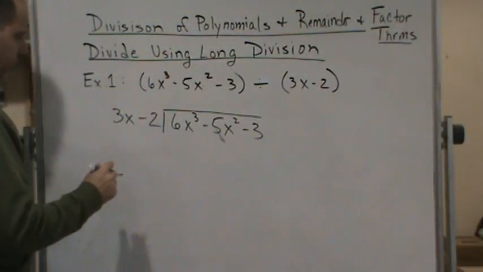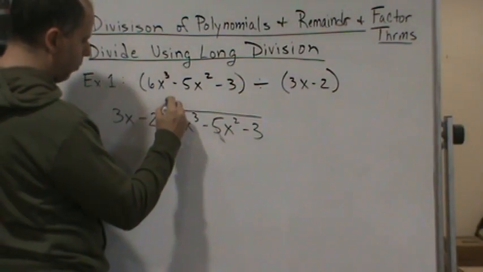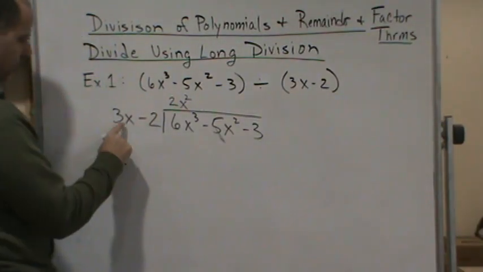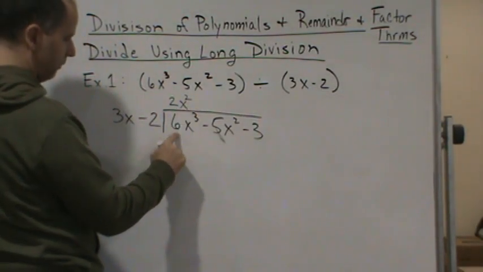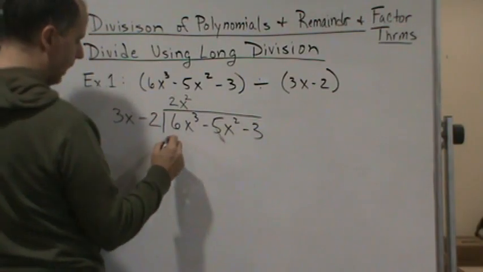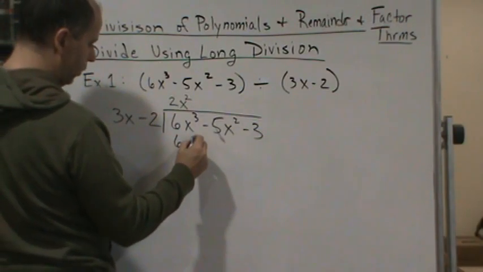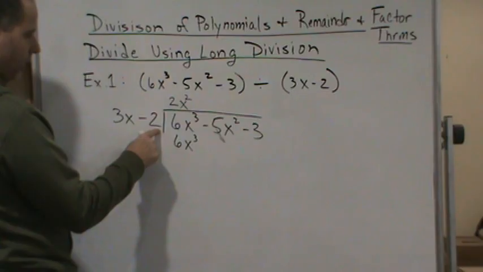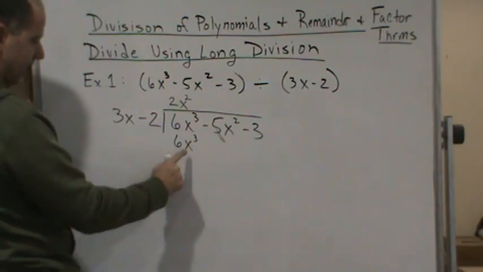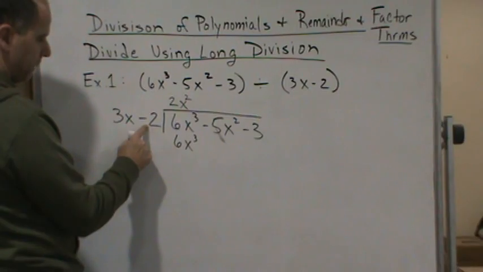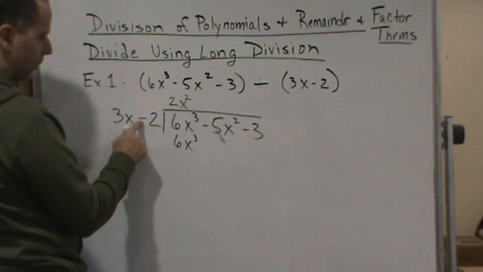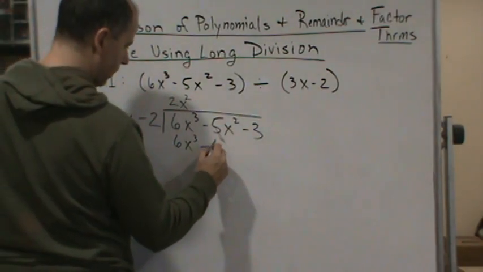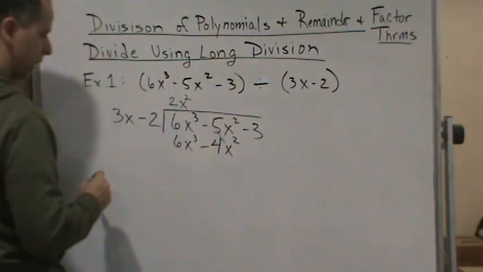Well, it would be 2. I'd need a 2 up here to get the 6, and I would need x squared up here, right? So 3x times 2x squared will give me my 6x cubed. So now I'm going to write 6x cubed. And now I'm going to multiply by the minus 2. I got what I needed here. Now I'm going to multiply by negative 2, or minus 2. So that's going to give me a negative 4, or minus 4x squared. So I'm going to put minus 4x squared.